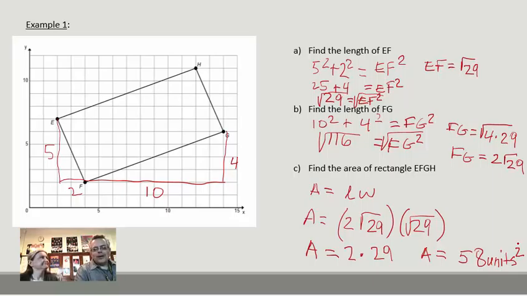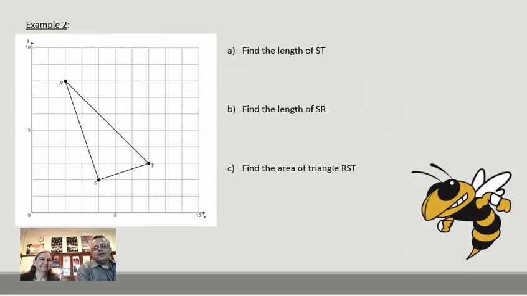It was looking bad. We had radicals for the sides, but that's kind of cool. When we multiplied them, it simplified really nice. All right, here we go. This is a right triangle, so the right angle is at the bottom.